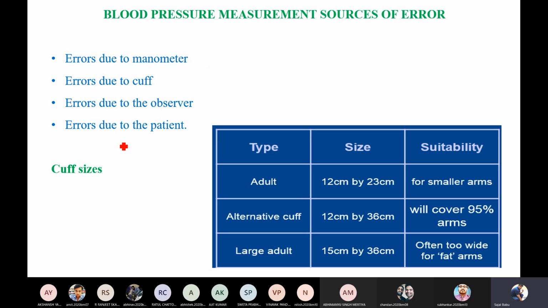Now let us come to the sources of error. What are the various sources of error that we may get in blood pressure measurement? The first is that you may get error because of the manometer. If you are using an analog sphygmomanometer, you have to observe the mercury level, and the mercury level is observed by a human being, right?